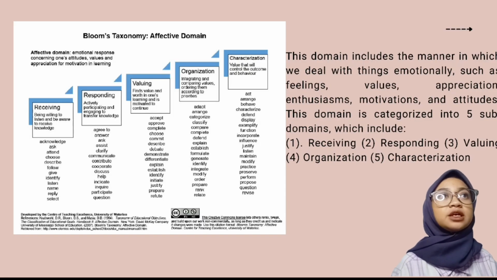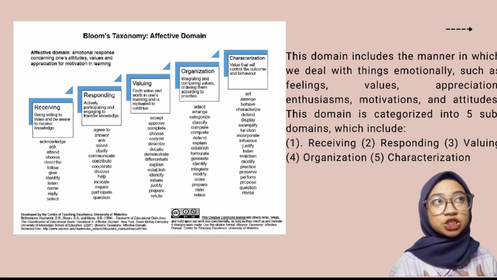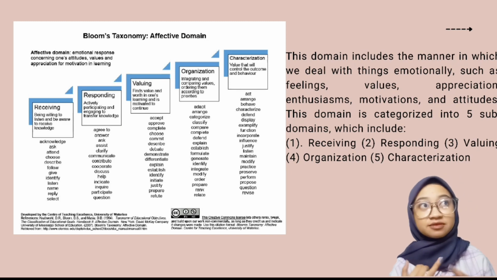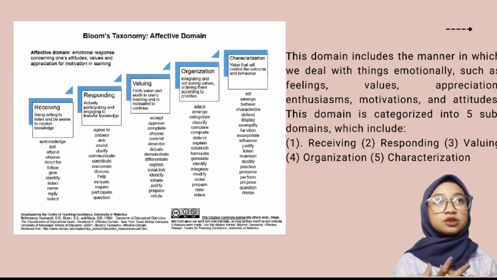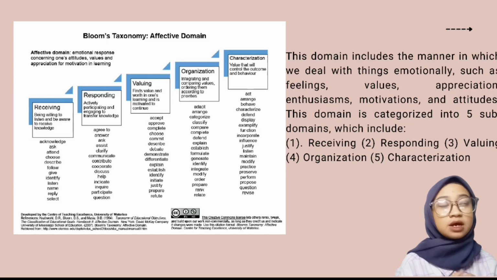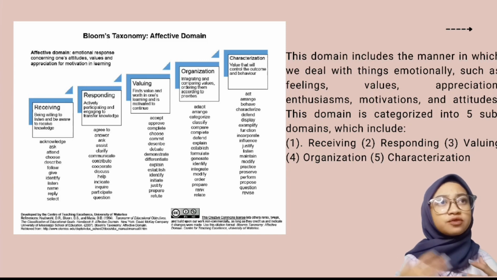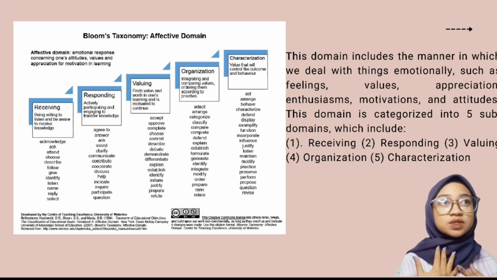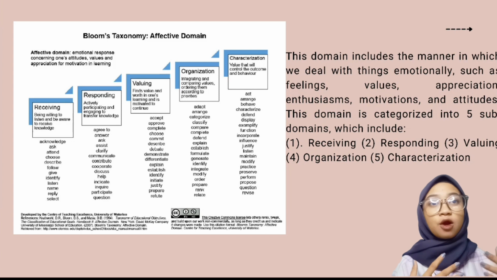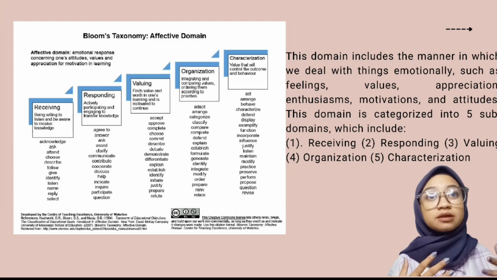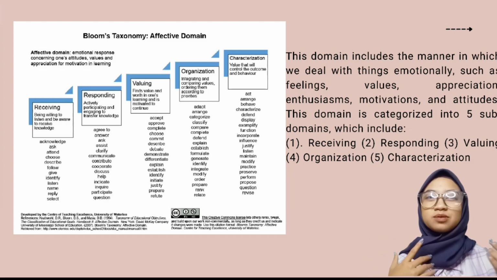The affective domain includes the manner in which we deal with things emotionally, such as feelings, values, appreciation, enthusiasm, motivation, and attitudes. This domain is categorized into 5 subdomains, which include receiving, responding, valuing, organization, and characterization, like we discussed a minute ago.